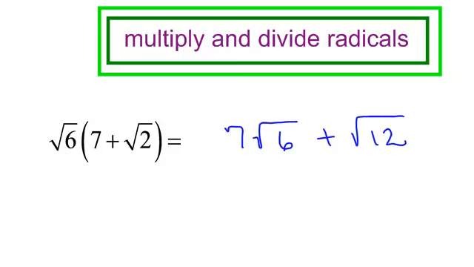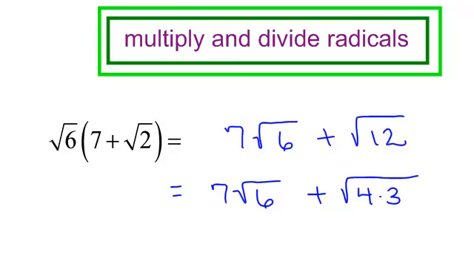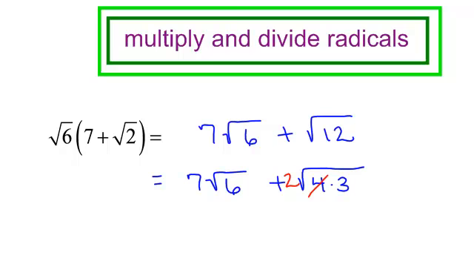Am I done? No, you're not done. I am done with the 7 radical 6. 6 has nothing perfect in it. But 12, I could break that down into 4 times 3. Radical 4, we know, is perfect. Perfect of what? 2. So when it comes out from underneath that radical, it is 2. My answer will be 7 radical 6 plus 2 radical 3.